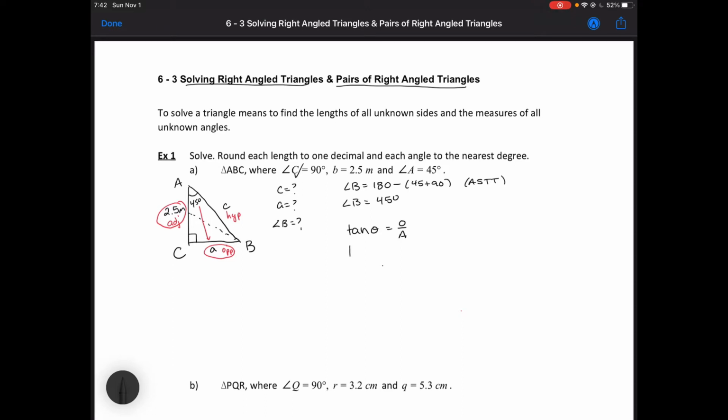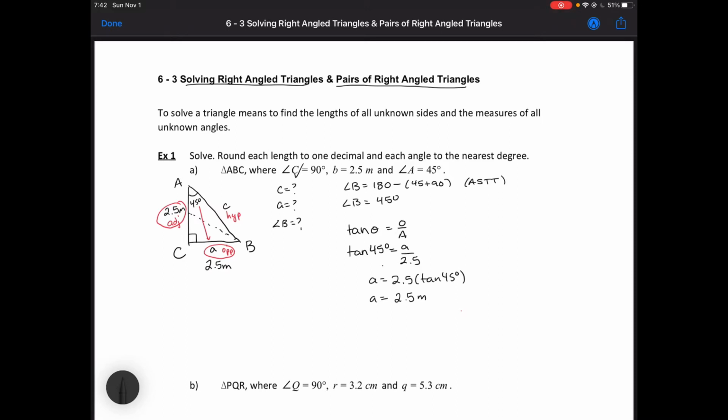I'm going to start off by writing it out in general and then substituting in what I know. I know that my theta is 45 degrees, my opposite side is a, and my adjacent side is 2.5. Solving for a by multiplying both sides by 2.5 is going to give me the value for little side a: 2.5 meters, because tan 45 happens to be 1.